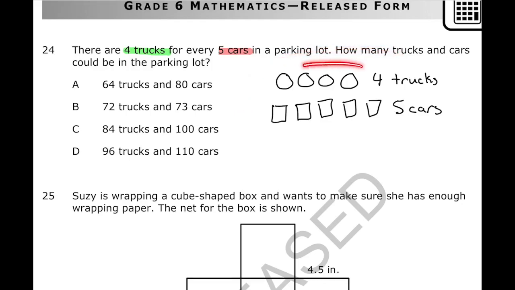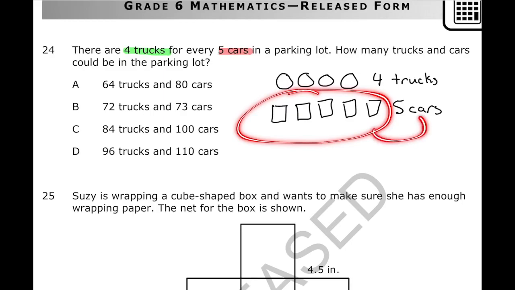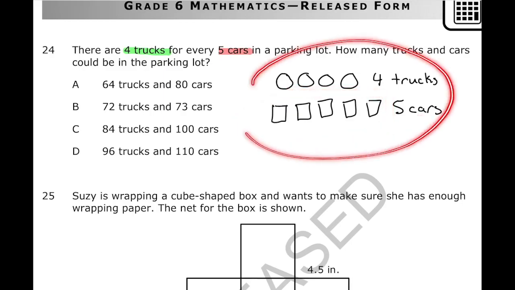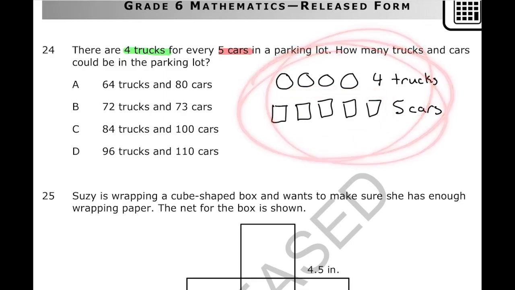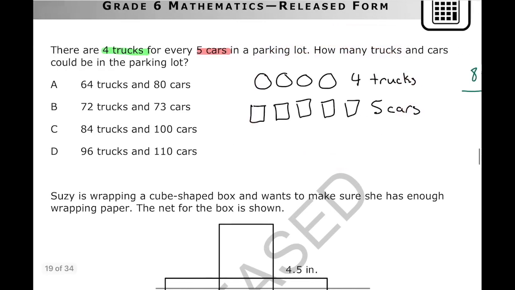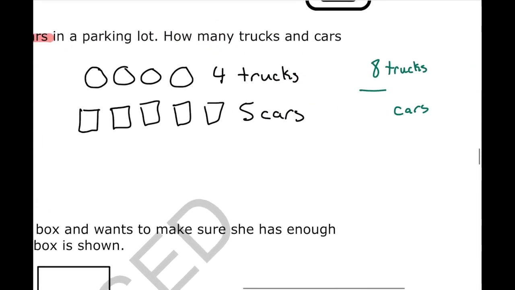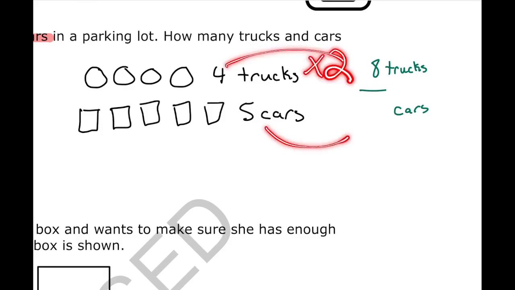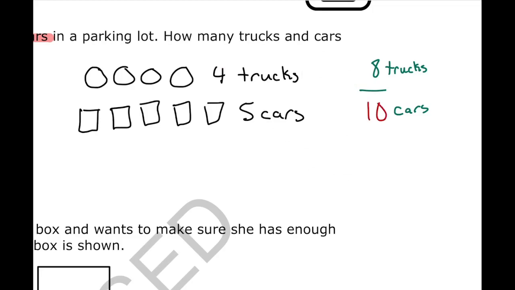So looking at my diagram here, these 4 circles represent the trucks, 5 squares represent the cars. So this is one solid group of vehicles. So if I were to ask you how many cars we would have if there were 8 trucks, well, look how you get from 4 to 8. We say that this is twice as large. So you think, what is 5 times 2? That would give us 10 cars.